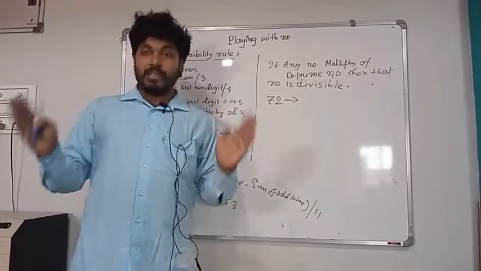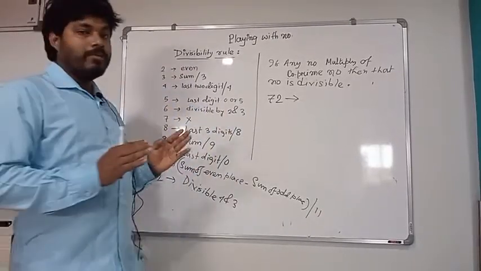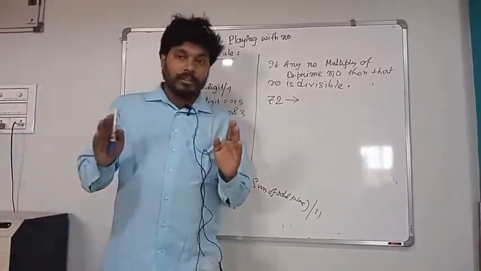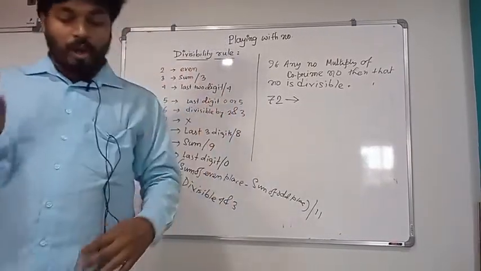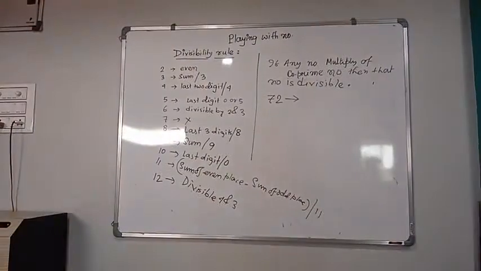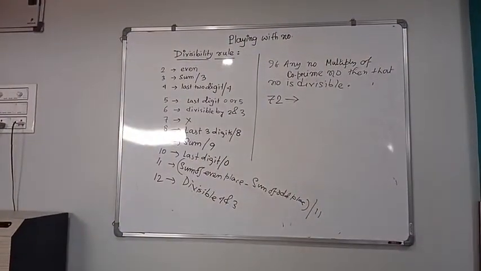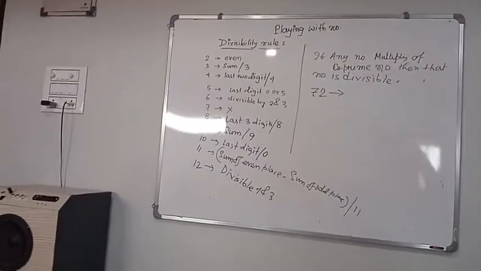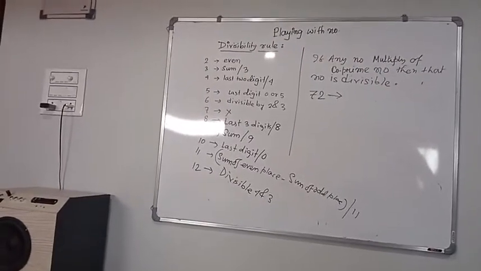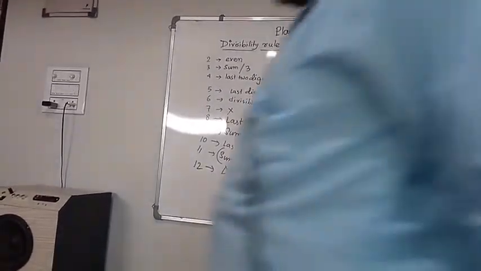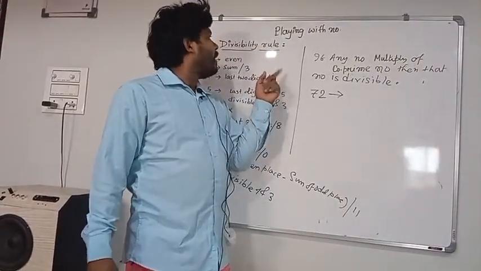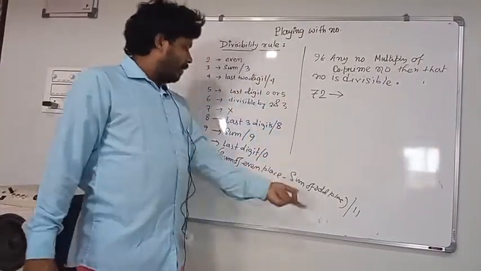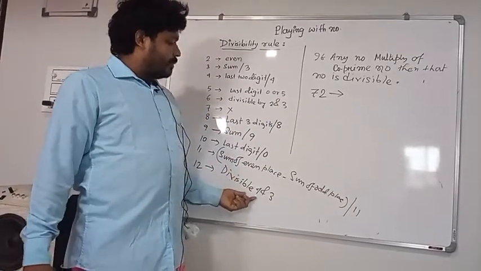11: take the sum of the digits at the even places minus the sum of the digits at the odd places. If the difference is divisible by 11, then the number is divisible by 11. Then 12: the number should be divisible by 4 and 3.